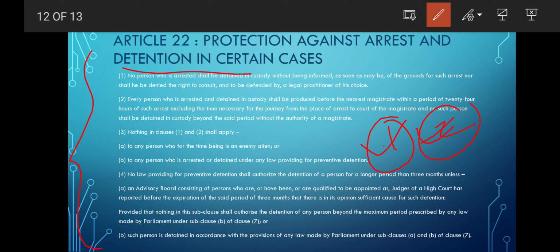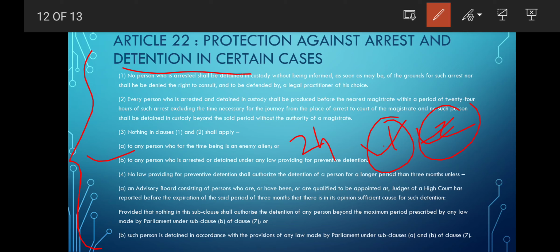So what does it state? The first part of Article 22 deals with ordinary law that includes the right to be informed of the grounds of arrest, like what are the grounds on which a particular person has been arrested. Then also the right to consult and be defended by a legal practitioner. You have a right to hire a legal practitioner, and also there is a right to be produced before a magistrate within 24 hours, excluding the journey time. Then the right to be released after 24 hours unless the magistrate decides to further detain that person.